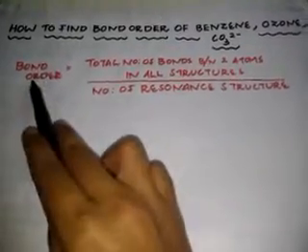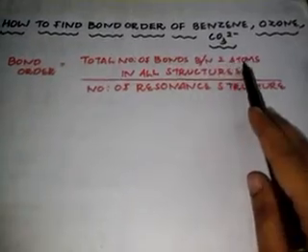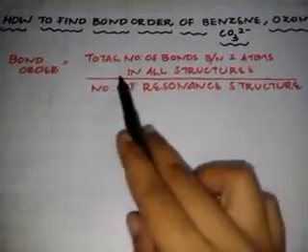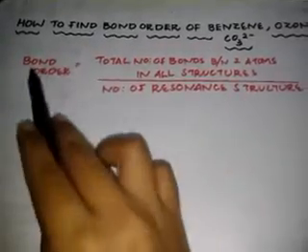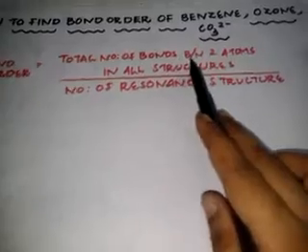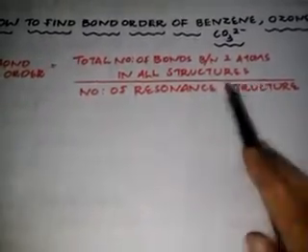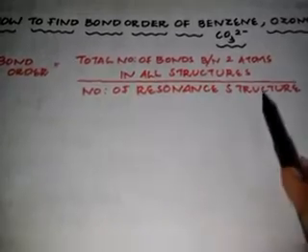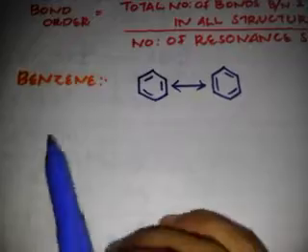To find bond order there is an equation: the total number of bonds between two atoms in all structures, divided by the number of resonance structures. Once again, the bond order is equal to the total number of bonds between two atoms in all structures divided by the number of resonance structures. First we have to check the bond order of benzene.